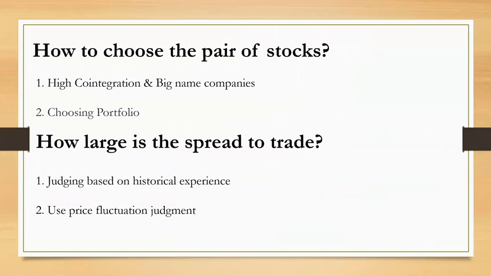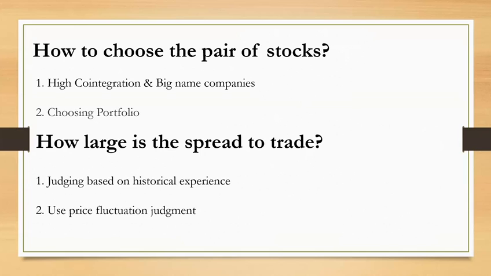We can see from previous slides that there are two important questions for pairs trade. First is how to choose the pair of stocks, and second is how large the spread should be to trade. For the first question, we usually use high co-integration and big name companies for our stocks, like Coca-Cola, GM, Visa, or MasterCard. The reason is that many small stocks have poor liquidity and are difficult to short, so naturally they cannot be matched. Only companies with large scales are selected.